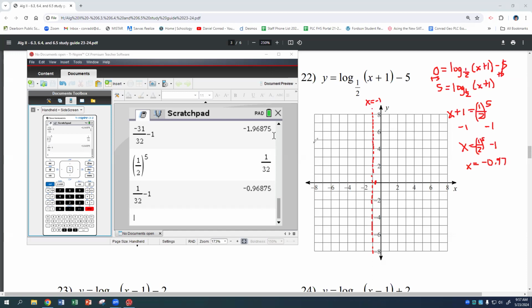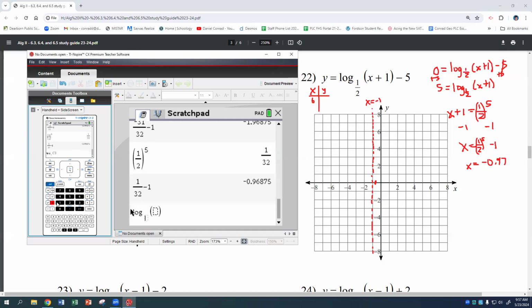Okay, so step 1, the asymptote. Step 2, our x-intercept. Step 3 is pick another point. So let's pick one more point. I'm going to pick a point over here, I'm going to say 6. So let's type it in. We have log base 1/2 of 6 plus 1, and then minus 5. I get negative 7.8. So 6, negative 7.8, which is right here.